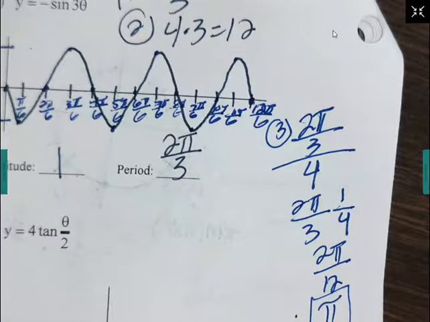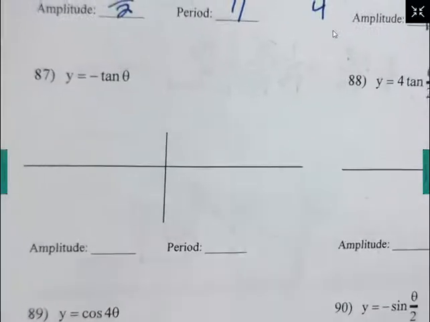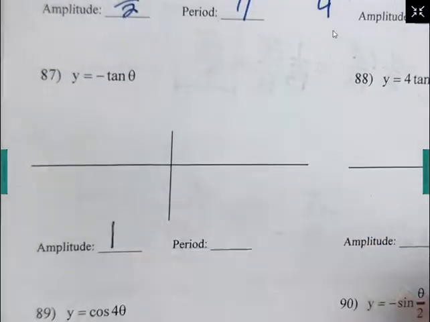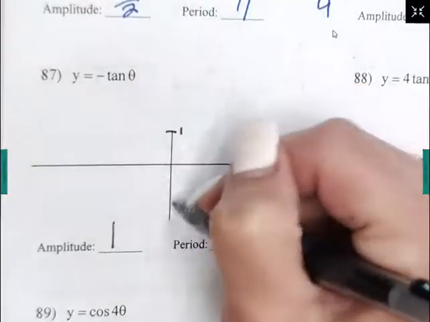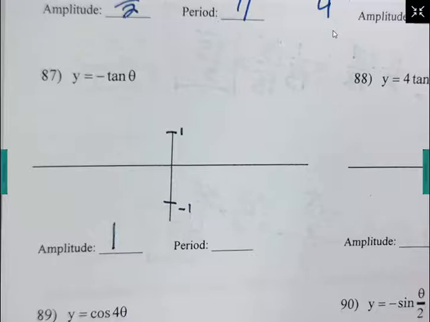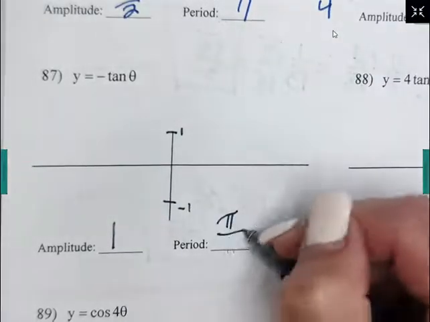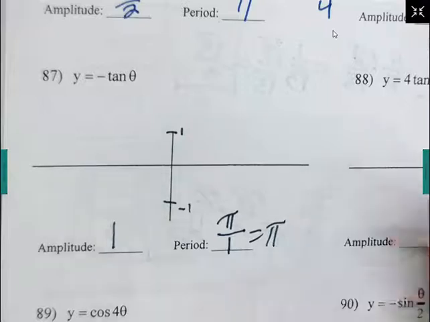Let's look at 87, okay? On 87, the amplitude is 1, correct? And the period for tangent graphs is not 2 pi over b, it's just pi over b. So this is just pi over 1, which is just pi, okay?